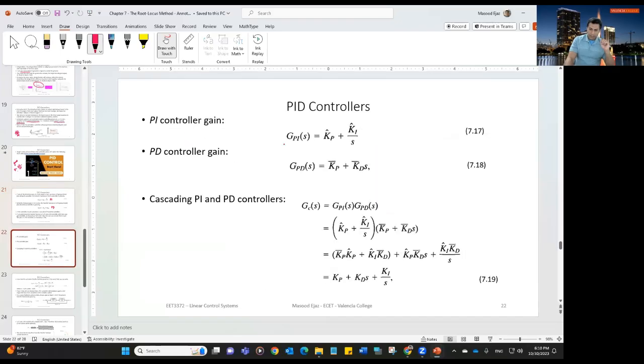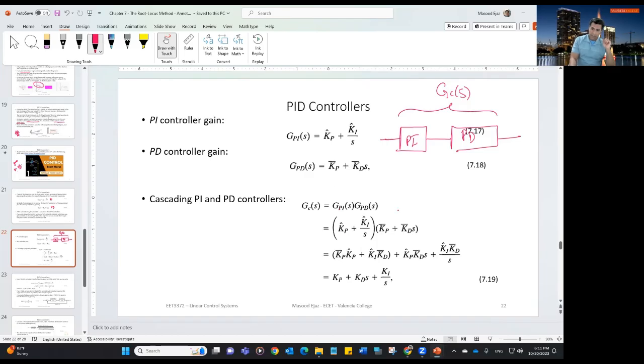So the PI controller gain we can write down as K̃P plus K̃I over S. We want to make them a little bit different, so we are putting the tilde on top of those to represent that these gains are from the PI controller. And then for the PD controller, we have K̂P and K̂D, so these gains are from the PD controller. If you put them back to back in cascade, with PI and then PD, then you can also get the controller gain for the PID controller.